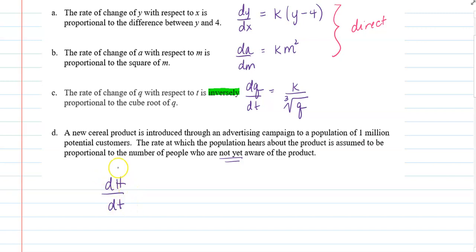so that is dH/dt, and yes, you can introduce some variables there, is proportional, so there's the direct proportion again because we don't see the word inverse. And it's the people that have not been made aware. If H represents the people that have been made aware, then this amount is the 1 million people minus the number of people that have heard it, and that number right there represents the people who have not heard.